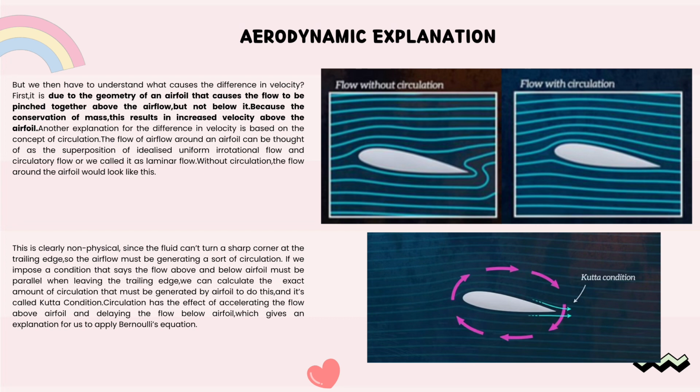If we impose a condition that says the flow above and below the airfoil must be parallel when leaving the trailing edge, we can calculate the exact amount of circulation that must be generated by the airfoil to do this, and this is called the Kutta condition. Circulation has the effect of accelerating the flow above the airfoil and delaying the flow below the airfoil, which gives us an explanation for us to apply Bernoulli's equation.